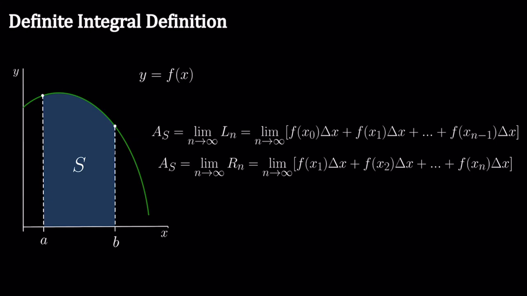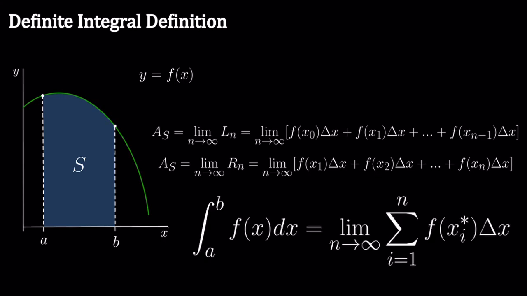If this limit exists for all possible choices of sample points, such as right endpoints, left endpoints, or midpoints, we define the definite integral of f from a to b as this limit. One thing to note is that even when f of x has negative values on some subintervals between x equals a and x equals b, we can still form Riemann sums and take the limit. So the definite integral of f of x from a to b returns the net area of the graph between f of x and the x-axis from a to b.